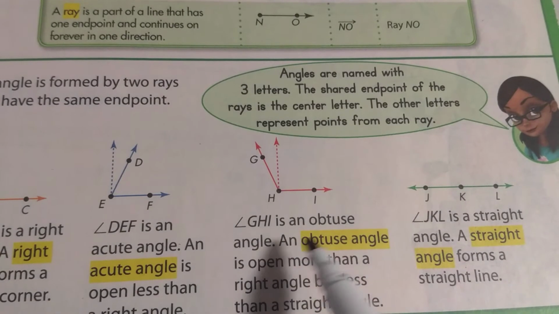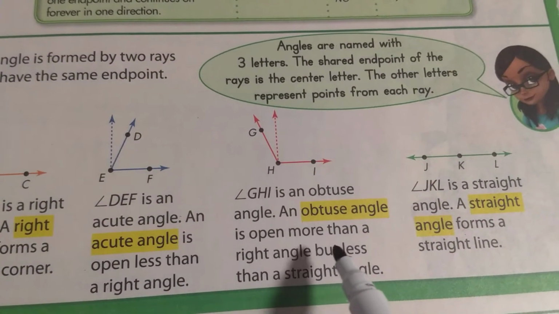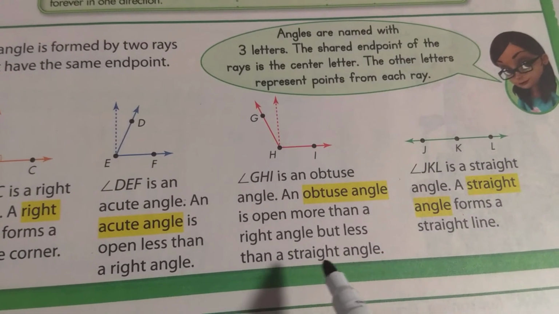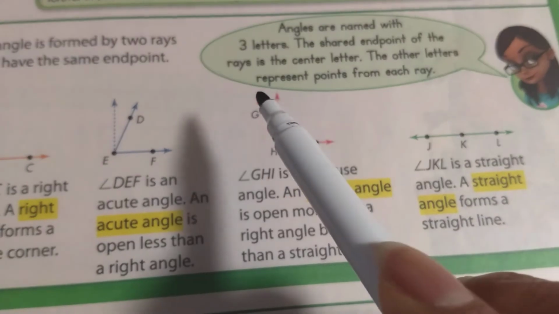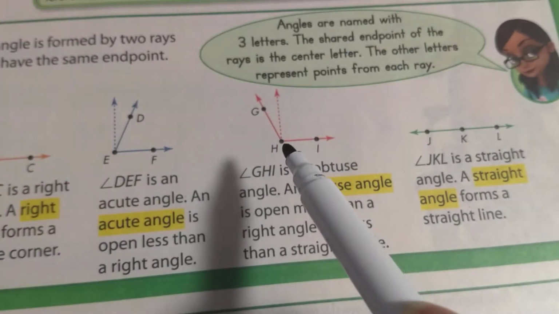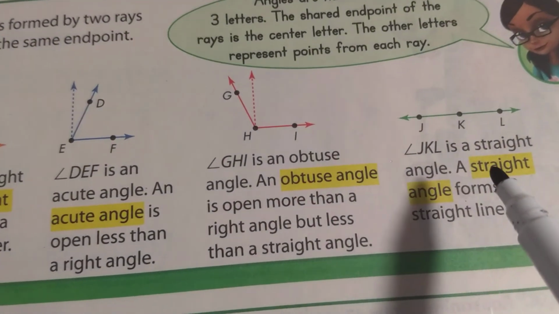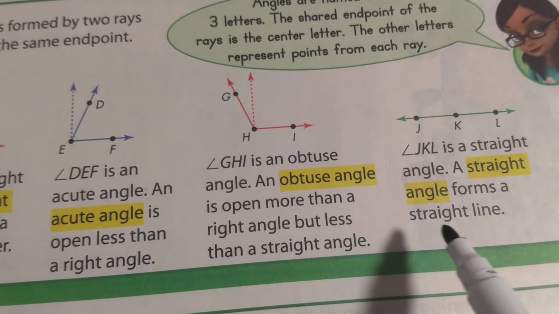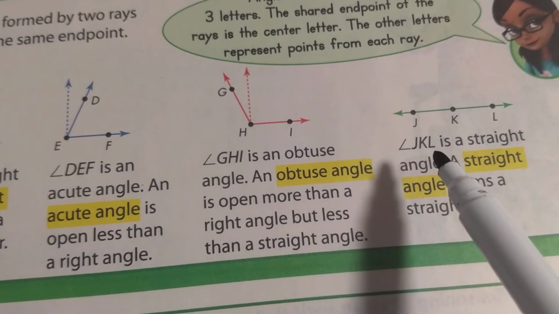Okay, now, next we have angle GHI. Angle GHI is an obtuse angle. An obtuse angle opens more than a right angle, but less than a straight angle. Okay? It's open wide, way more than what? That 90-degree angle. And our last one, of course, is angle JKL, is a straight angle. A straight angle forms a straight what? Line.